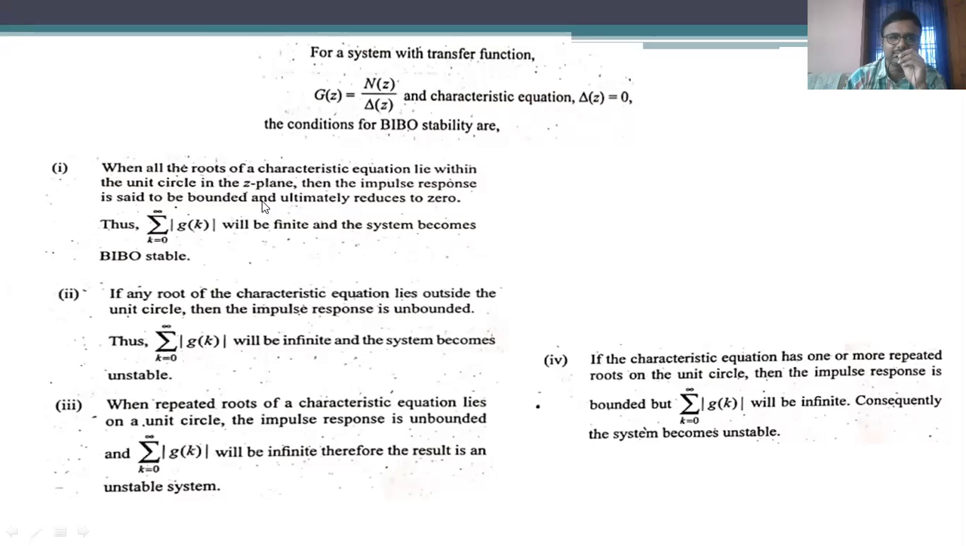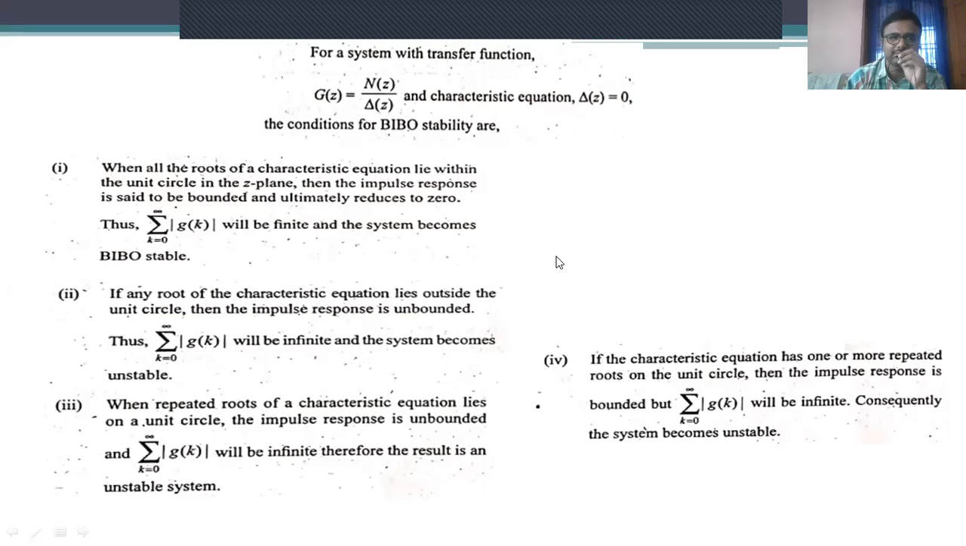And also if the characteristic equation is going to have one repeated root on the unit circle, then that impulse response of the system is going to be considered as a bounded system, and the entire system is going to be taken as unstable.